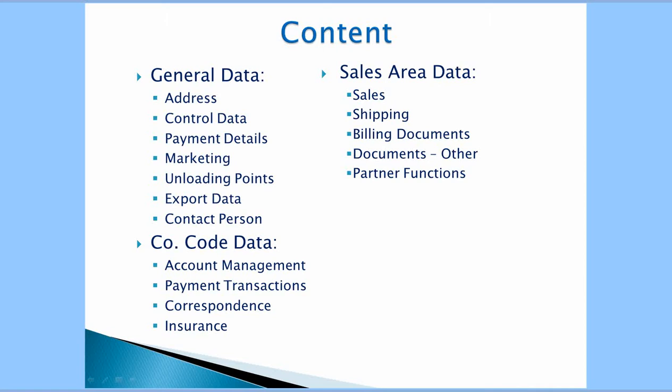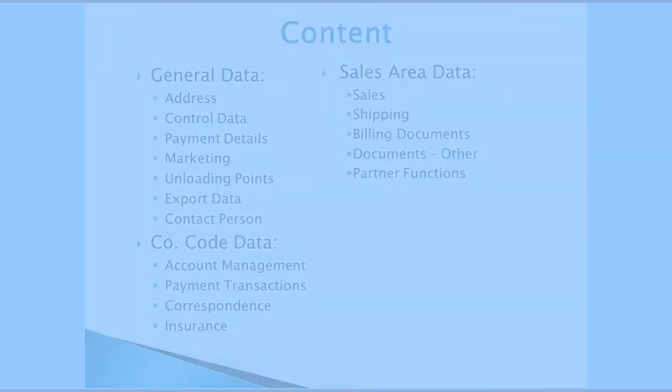Under the General Data section, we look at the address information, control data, payment details, marketing, unloading points, export data, and contact person. In the company code data section, we look at account management, payment transaction settings, correspondence, and insurance. In the sales area data section, we look at sales tab, shipping information, billing document settings, settings for other documents, and a subsection on partner functions.